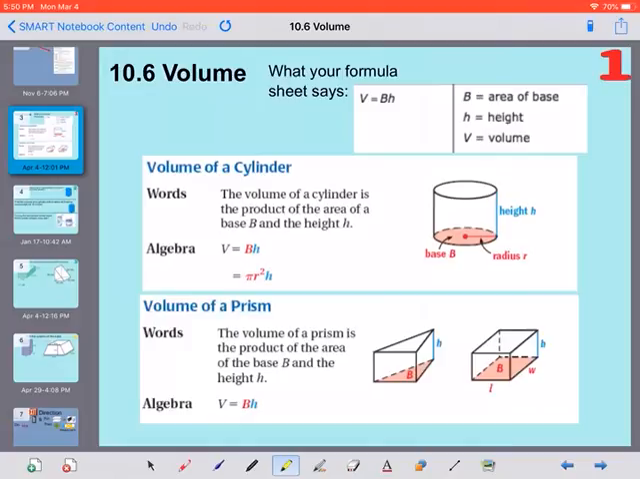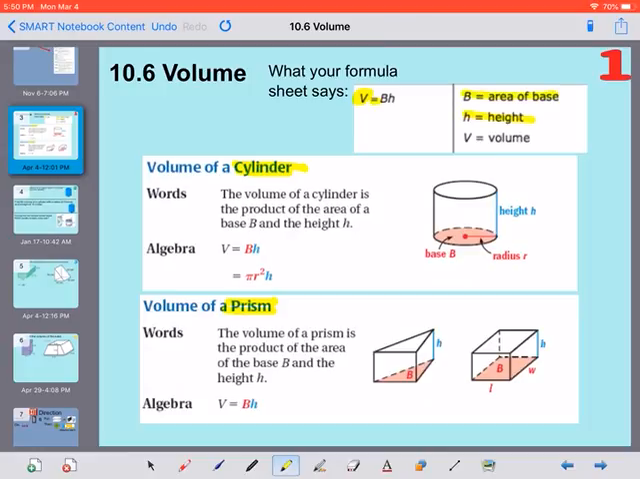Hello, today we're doing our last lesson, 10.6, which is on volume. Volume of a cylinder or a prism today. Just like yesterday we did surface area of both, today we're doing volume of both. So our formula says volume is the area of the base multiplied by the height.